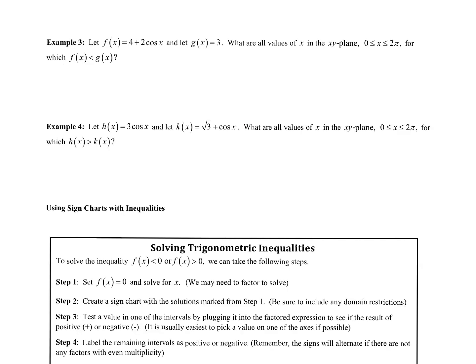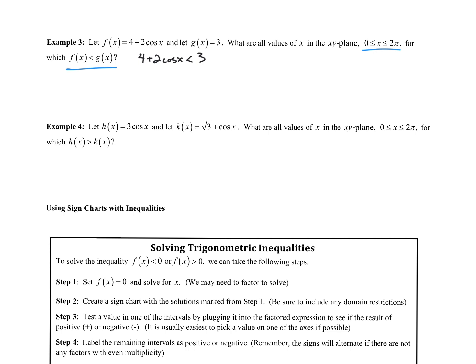All right, example 3. Let f of x equals 4 plus 2 cosine of x, and let g of x equals 3. What are all values of x in the xy plane, if 0 is less than or equal to x, less than or equal to 2 pi, for which f of x is less than g of x? All right, fantastic. So I'm just going to put f as less than g. So now we have 4 plus 2 cosine x is less than 3. Again, just like yesterday, I'm trying to get a trig function equal to a number. Yes, we have an inequality, but it's the same kind of concept. I need to get a trig function with a number on the other side.